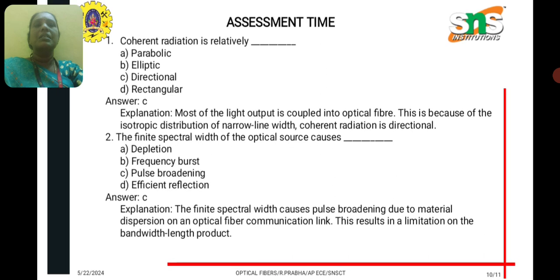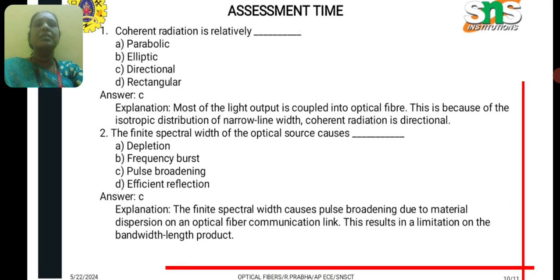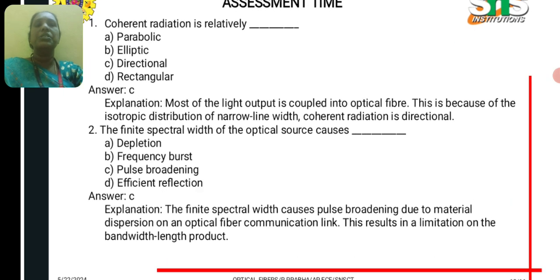And now the assessment time. Coherent radiation is relatively directional, and the finite spectral width of the optical source causes pulse broadening.